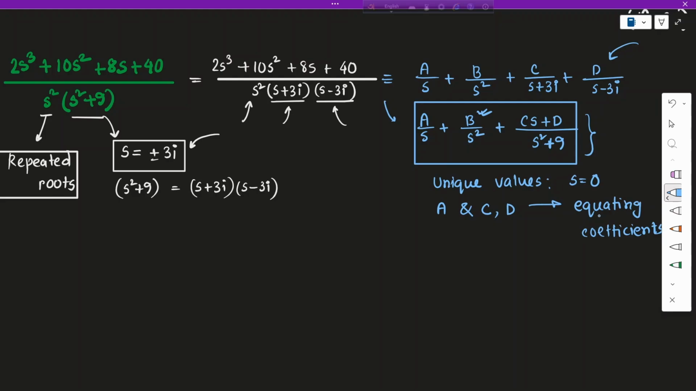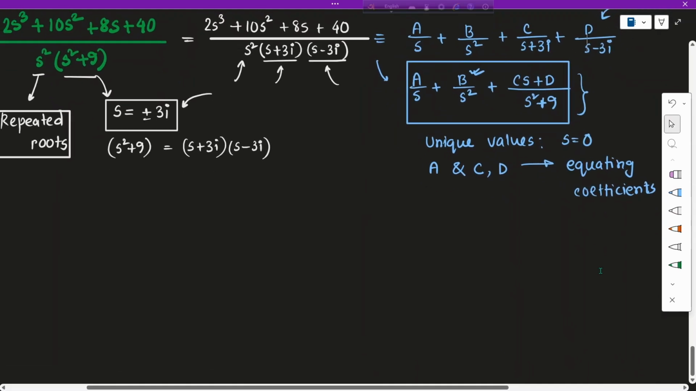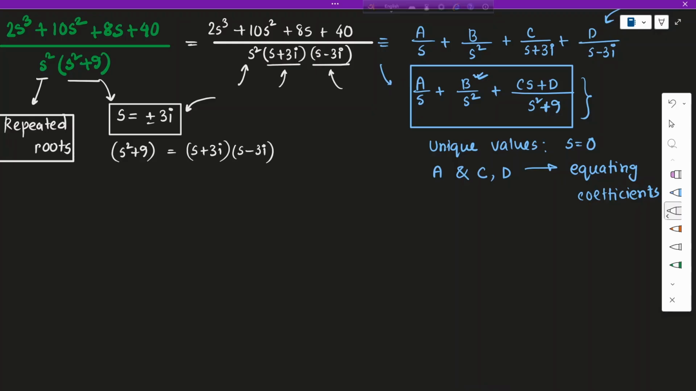In this method, in order to find b, we're going to have to put s equals 0. Putting s equals 0 in the left-hand side expression leads to 40 divided by 3i times minus 3i. So it's going to be 40 by 9. So that's the value of b.